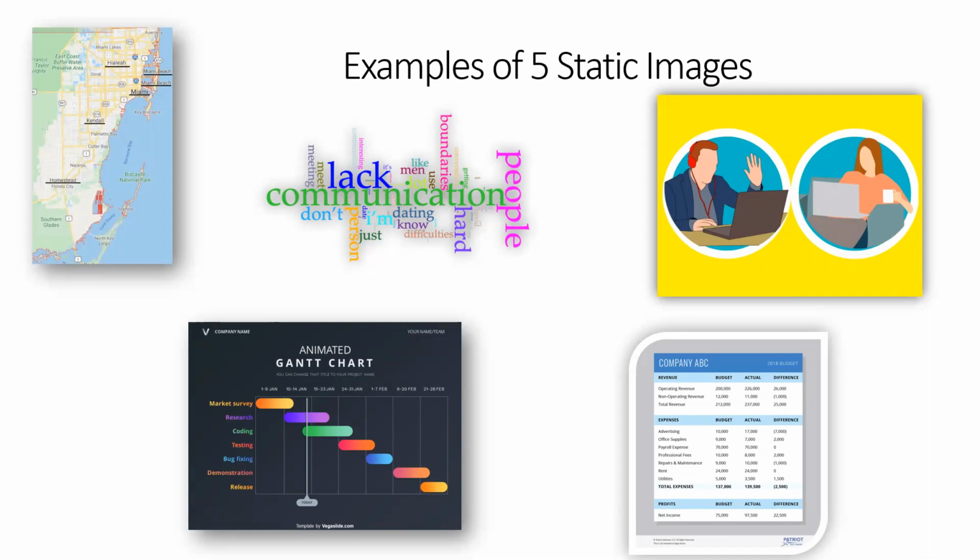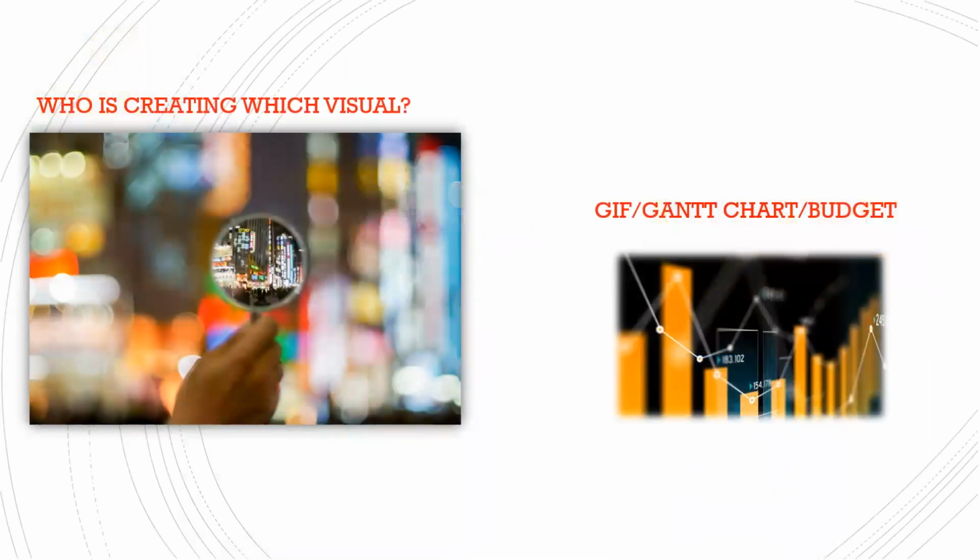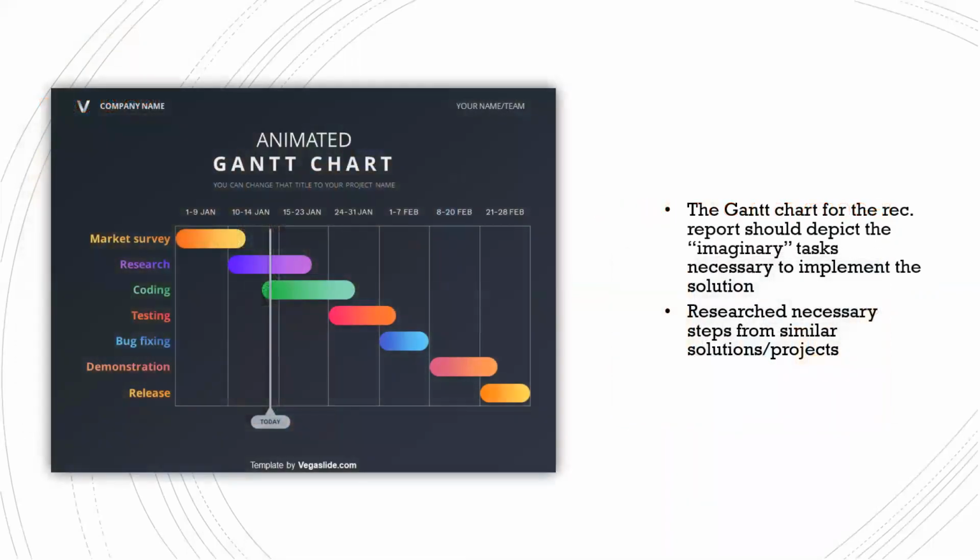And then the last image in the bottom right corner is a budget, and a budget should always be transparent and include ingoing and outgoing funds. And from those 5 images that we saw, you should have already talked with your group about who is creating which visual and who's in charge of what. Everyone in the group should be in charge of at least one visual, even if it's just procuring a solution image from a copyright-free website.